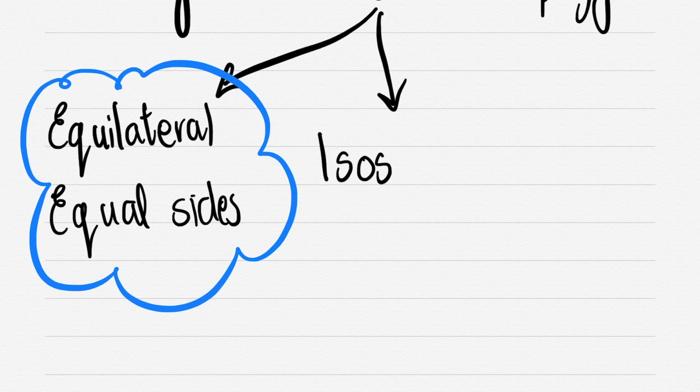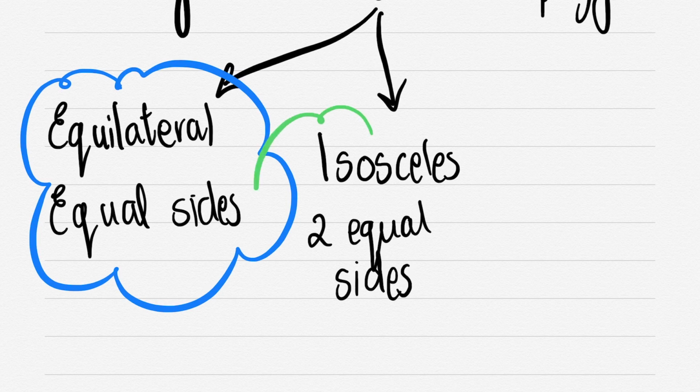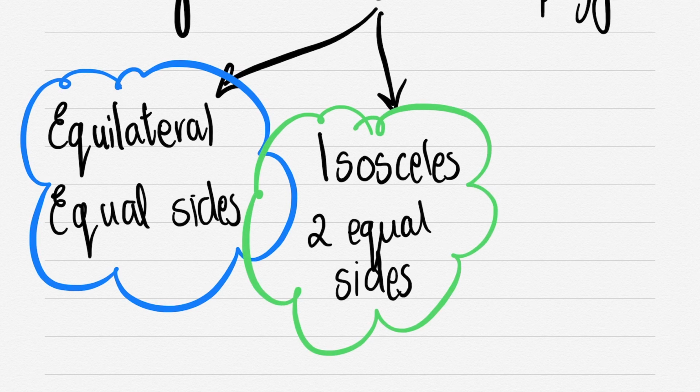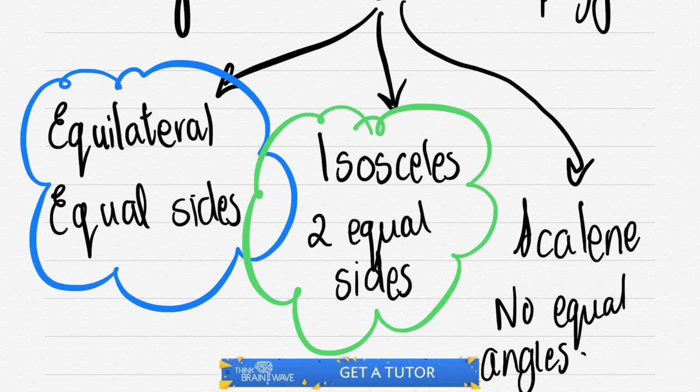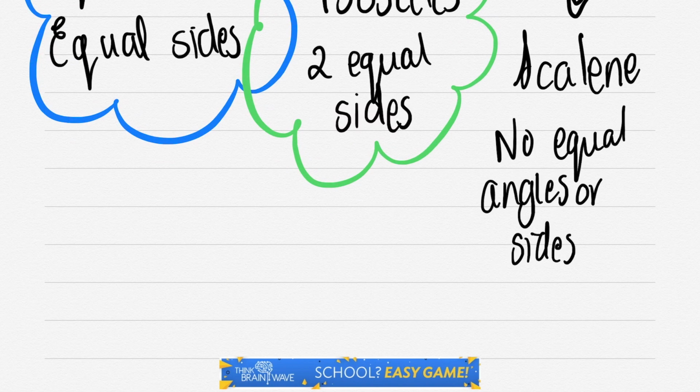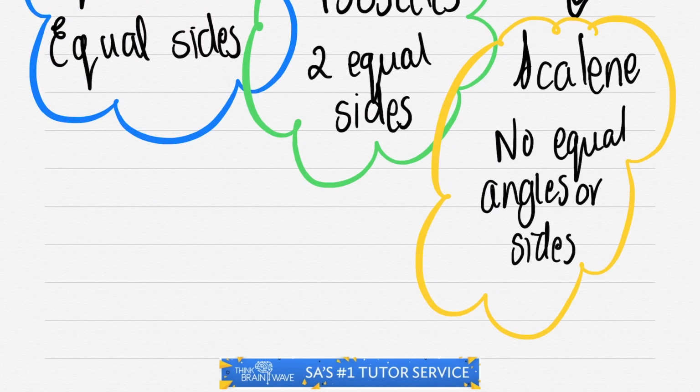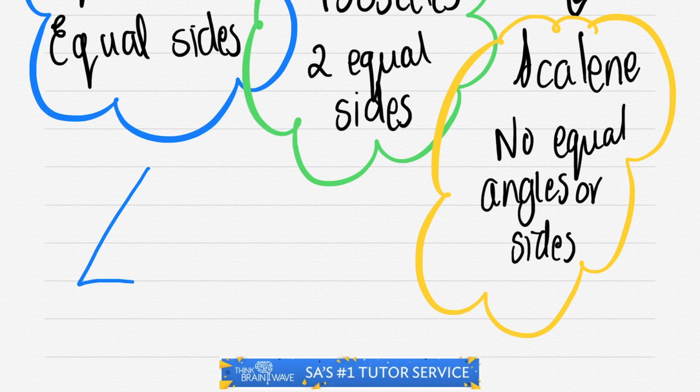We then have the isosceles triangle, where you have two equal sides and two equal angles as a result of that. Thirdly, we have the scalene triangle. The scalene triangle has no equal sides and no equal angles. There we go. So we've got the blue, the green, and the yellow. So let's move forward and draw these guys so you can see how they look.